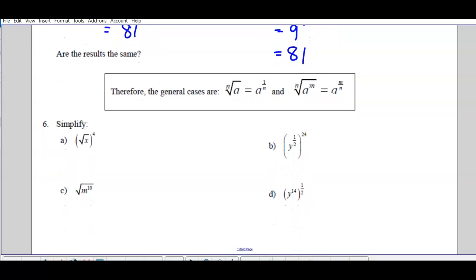So we'll do some simplifying here. There's no numbers in the radicand. We're just simplifying. Okay, so this here, anytime there's a radical, I would convert it back to fractional exponents when we're dealing with variables. So this is the same as x to the 1/2 raised to the exponent 4. Then a power of a power, 1/2 times 4 is 2.